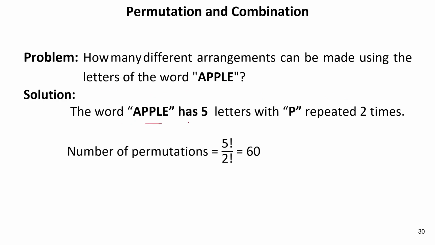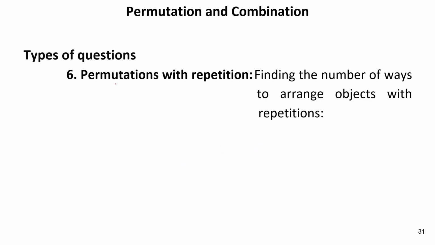Okay. So the word apple has 5 letters with P repeated 2 times. The number of permutations is equal to 5 factorial by 2 factorial is equal to 60. Okay. So type of questions.